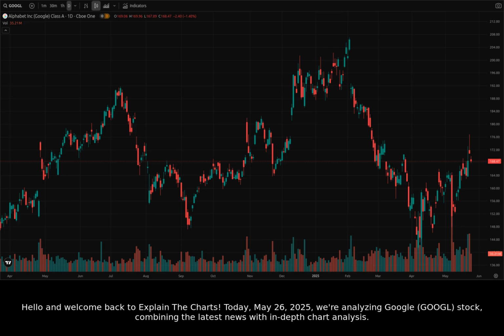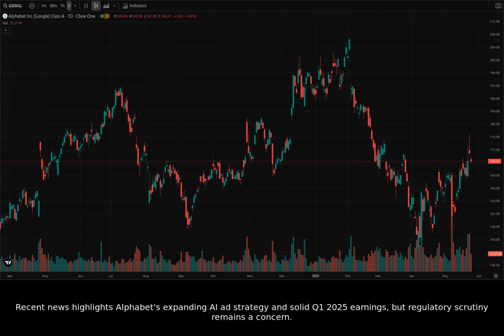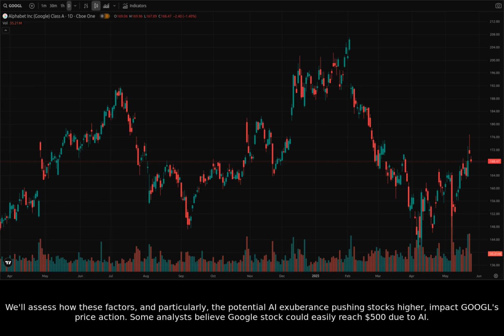Today, May 26, 2025, we're analyzing Google, GOGL, stock, combining the latest news with in-depth chart analysis. Recent news highlights Alphabet's expanding AI ad strategy and solid Q1 2025 earnings, but regulatory scrutiny remains a concern. We'll assess how these factors, and particularly the potential AI exuberance pushing stocks higher, impact GOGL's price action. Some analysts believe Google stock could easily reach $500 due to AI.